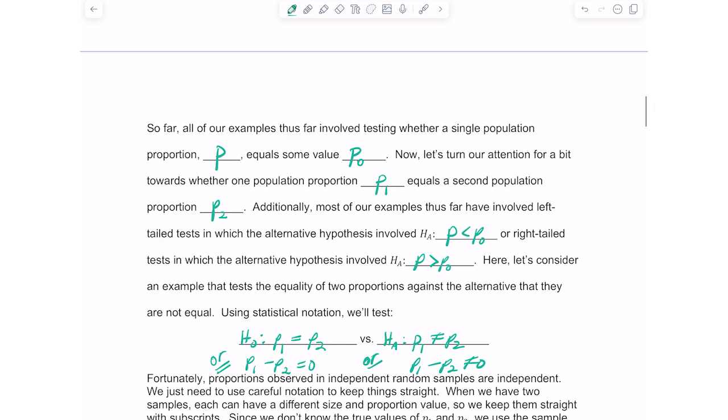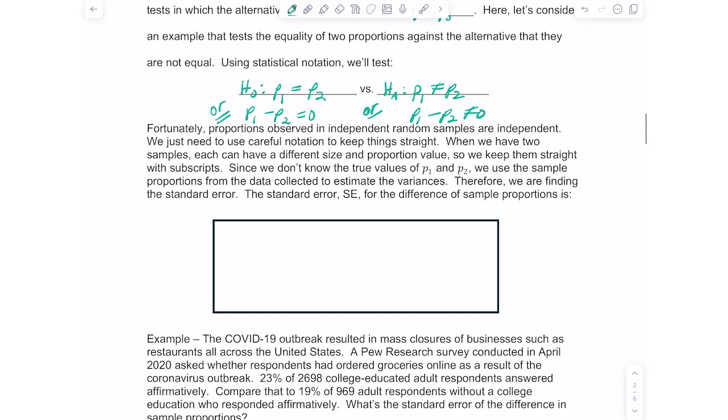Fortunately, proportions observed in independent random samples are independent. We just need to use careful notation to keep these things straight. Again, that's where we emphasize using subscripts. You don't have to use 1 and 2. If you're talking about, for example, a group of smokers and a group of non-smokers, you could use S for smokers and N for non-smokers.